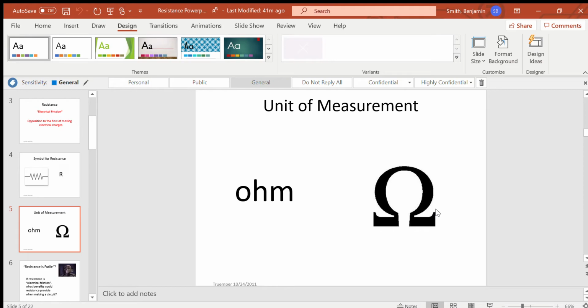Later on in this unit, we'll be calculating resistance based on the circuit's voltage and the current. And the unit we use to represent resistance is, of course, ohms. It kind of looks like this, omega. We won't do any calculations today, but we will definitely get into that next week.